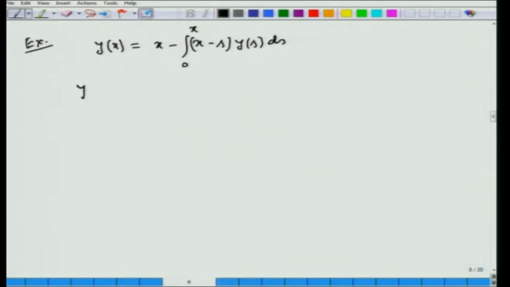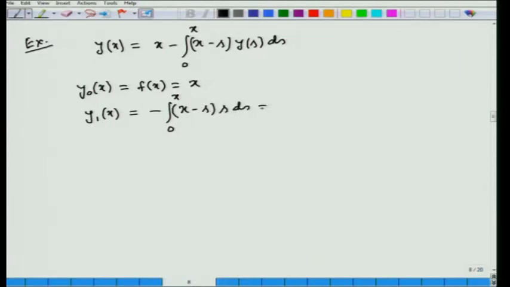So, as per the method that we just discussed, y0(x) = f(x) = x, because x is the non-homogeneous part. Then, applying the formula, we can find y1(x). This is equal to minus integral 0 to x of (x minus s) s ds, and after integration it will be x into (x square by 2 plus x cube by 3), so that is equal to minus x cube divided by 2 into 3.